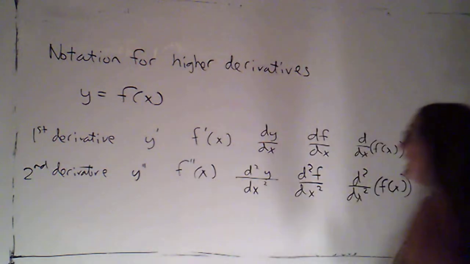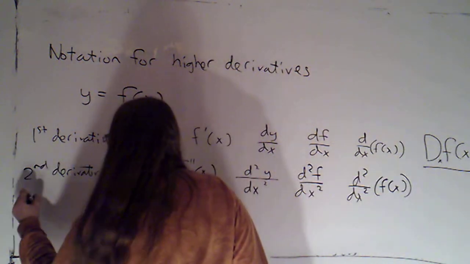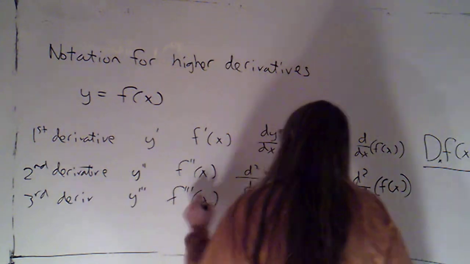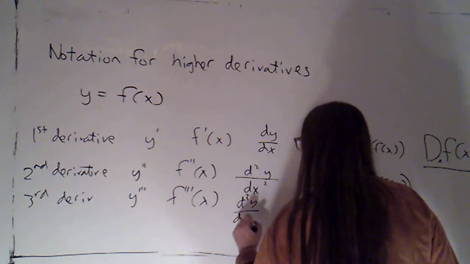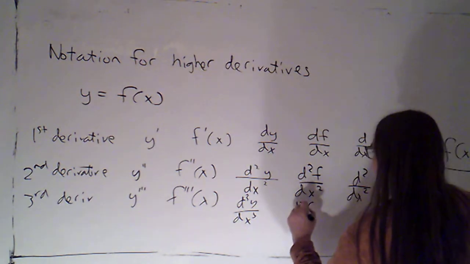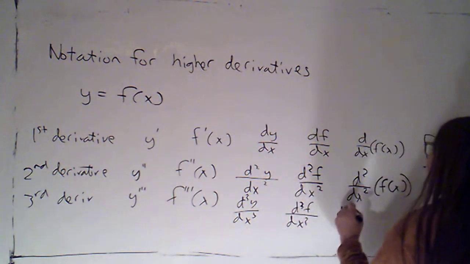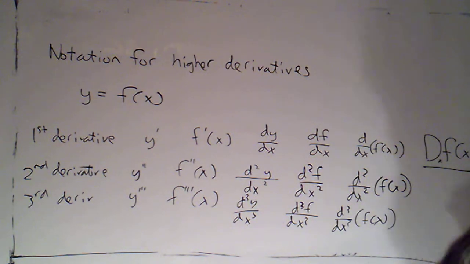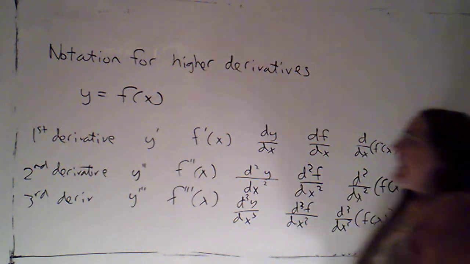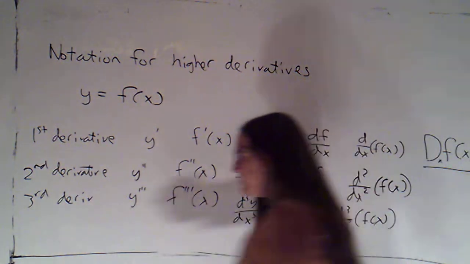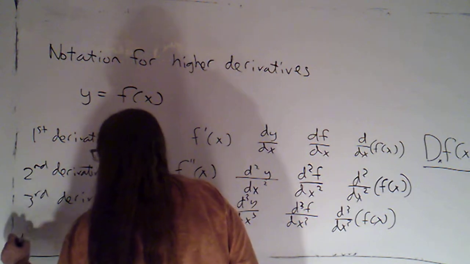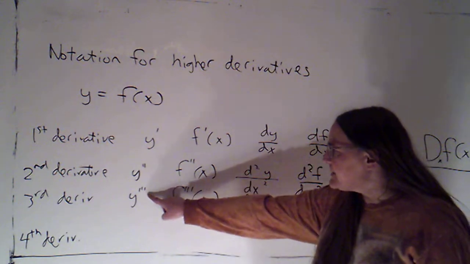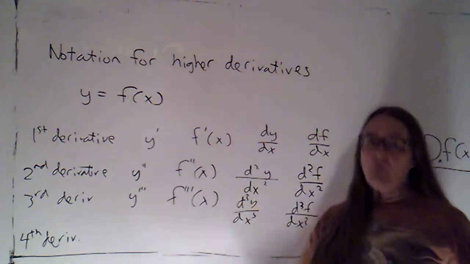Okay. Now, if I want the third derivative, it's y triple prime, it's f triple prime of x, it's d cubed y by dx cubed, d cubed f by dx cubed, d cubed by dx cubed applied to f of x. Okay, all of that works nicely. Okay. If I want to take the fourth derivative or higher, but let's just write out the fourth. Okay. At some point, this prime notation is going to become horrible.